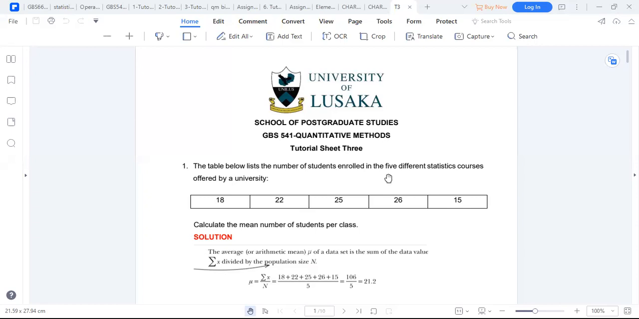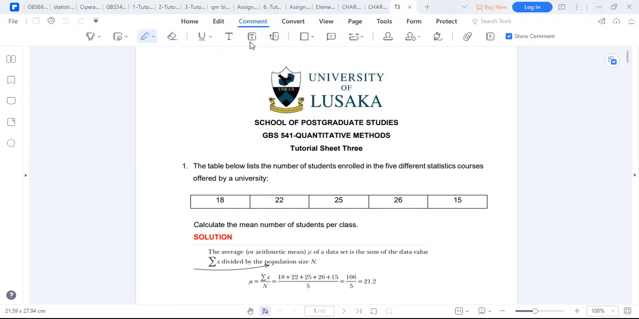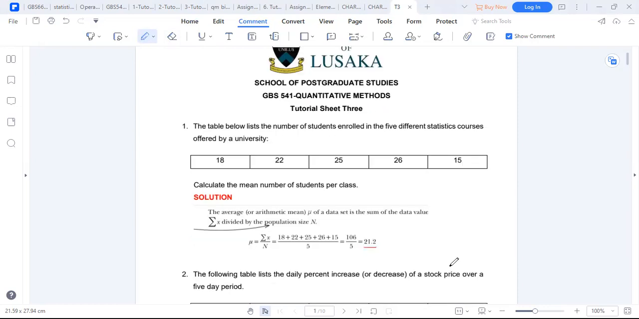So mean is average. We simply have to add the observations that we have. So we have 22, 20, 18, 22, 25 up to the last number 15 divided by the number of observations. In this case, we have 5 observations. So the order really doesn't matter. So the mean is given by summation of x over n. This is a population mean, so we're getting 21.2.